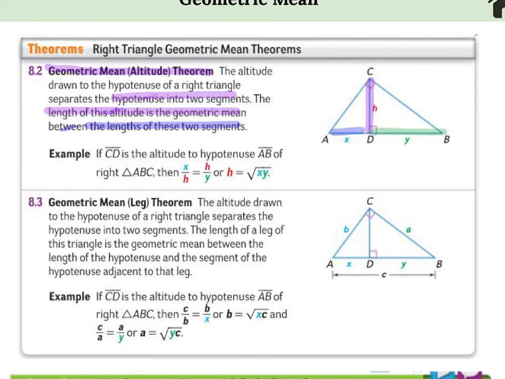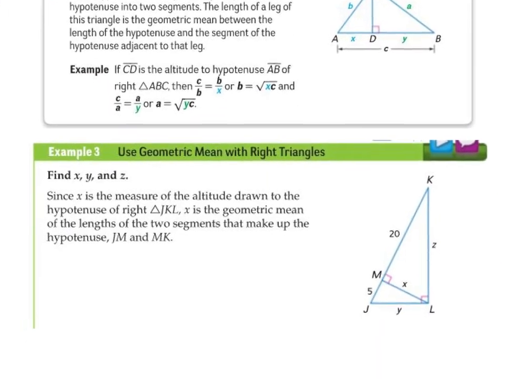So another way that you might remember this, you can think of your altitude equaling the square root of, and this is going to be in relation to your hypotenuse, part of your hypotenuse times the other part of your hypotenuse. So your altitude, again, separates your hypotenuse into two segments. So the length of this altitude is the geometric mean of those two segments. So part times part. So let's look at an example of finding the altitude. So here in this example, we have to find x, y, and z.